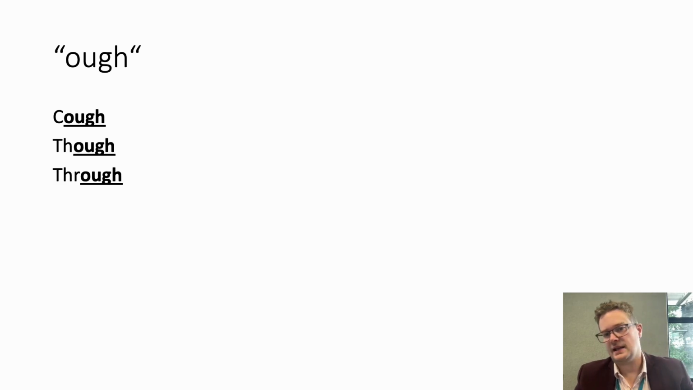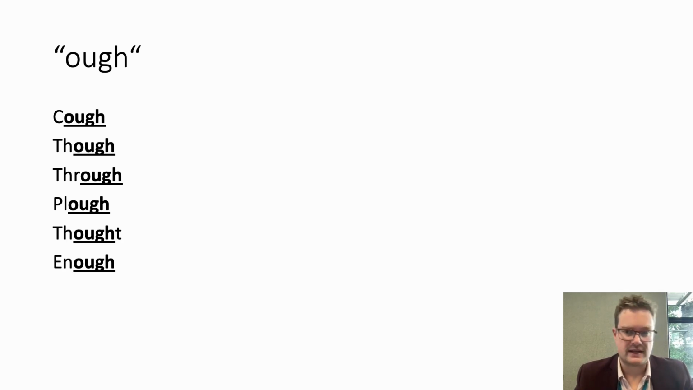For example, in English, we've got a string of letters O, U, G, H. You would know there are lots of sounds that can make, like cough. It's making a different sound to though, and not the same sound as through. And then it's making a different sound in plough, and a different sound in thought, and a different sound in enough, and a different sound in thorough. I'm up to 7 different sounds that O-U-G-H can make in English. So we've got to come up with some other way that we can write down the sounds.